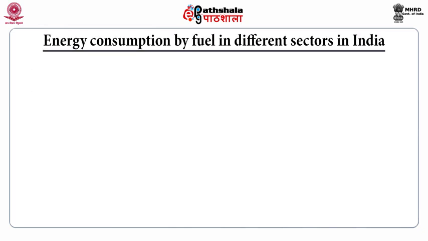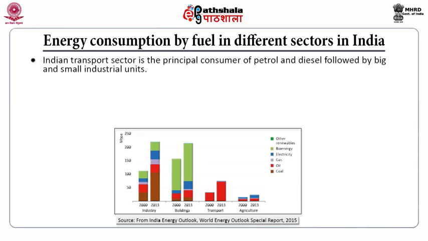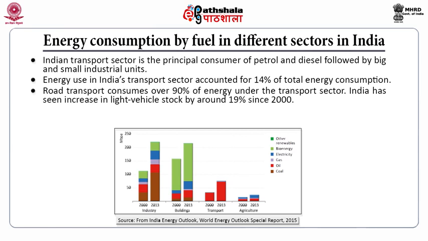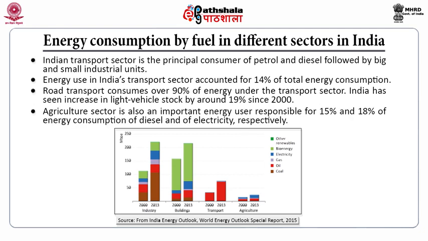Energy consumption by fuel in different sectors in India. The Indian transport sector is the principal consumer of petrol and diesel, followed by the big and small industrial units. The energy used in India's transport sector accounts for 14% of the total energy consumption. The road transport consumes over 90% of the energy under the transport sector. India has seen an increase in light vehicle stock by around 19%. Then the agriculture sector is also an important energy user, which is responsible for 15% and 18% of energy consumption from diesel and from electricity.